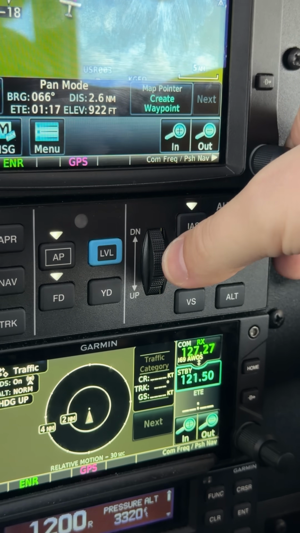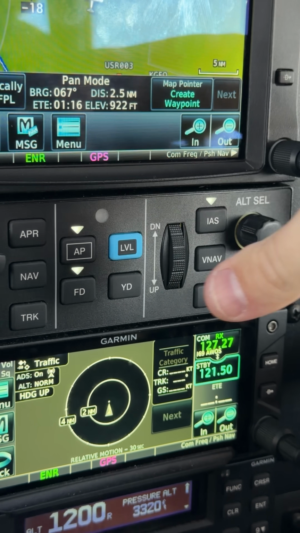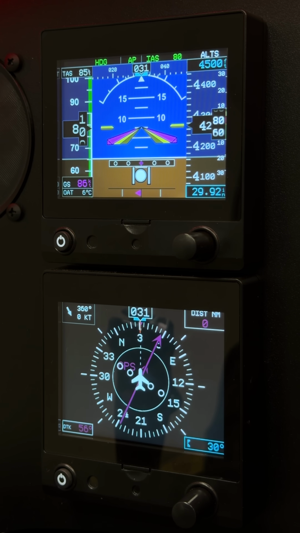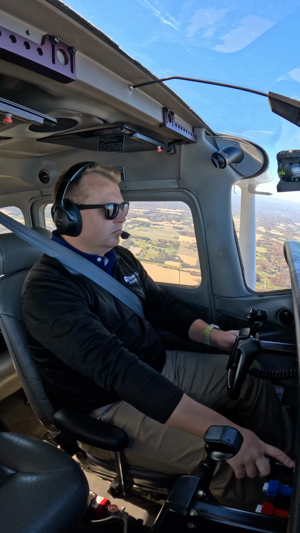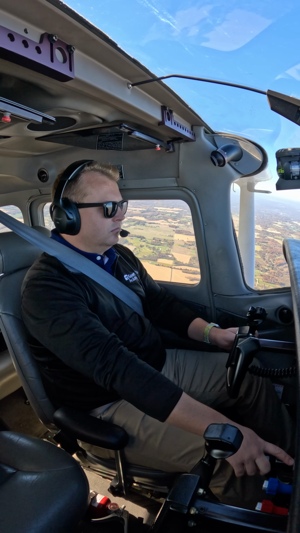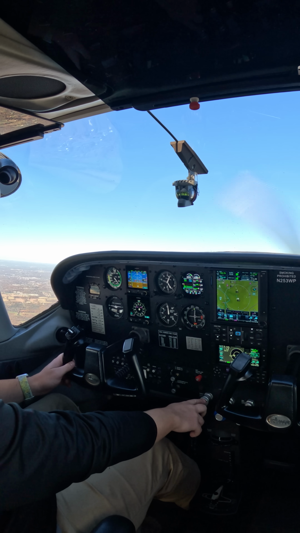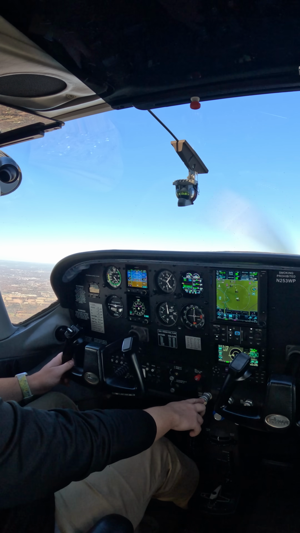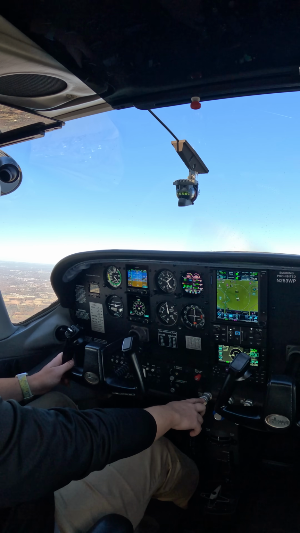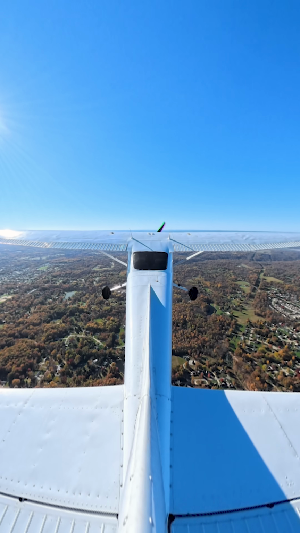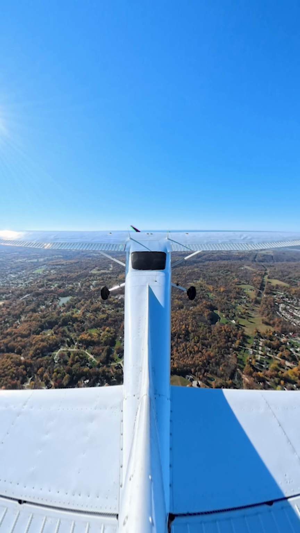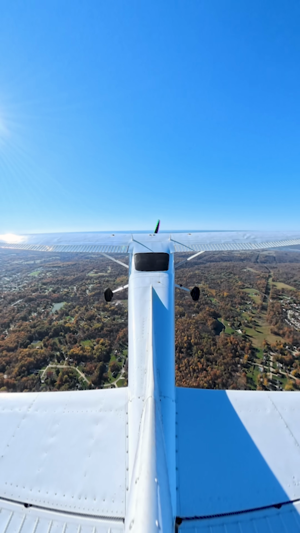In general, I recommend using IAS for climbs and VS for descents. This technique is especially helpful if you don't fly with a turbocharged engine. Indicated airspeed mode maintains a selected airspeed and delivers whatever rate of climb the engine can produce at that speed, depending on the aircraft's current weight and ambient conditions, that is, the density altitude.